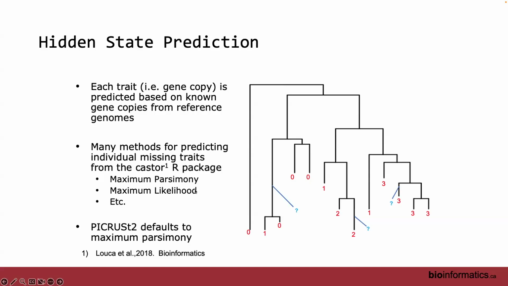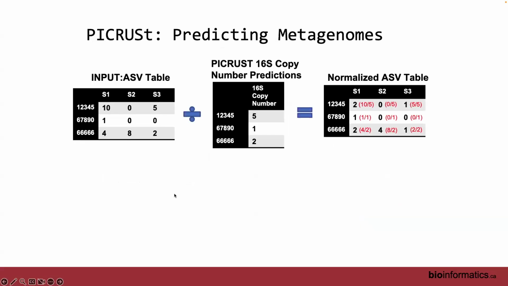We actually leverage an R package called Castor, which employs different methods, but we use maximum parsimony mostly because it's fast. And the more elegant or intelligent approaches don't actually seem to get you that much better accuracy. So that's wonderful. So that's sort of how it makes predictions for every gene family, for every ASV.